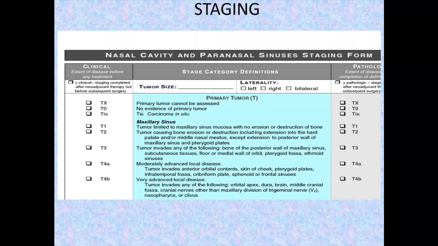So how do you stage this? When it comes to the paranasal sinuses, every time you get a tumor, you have to stage it. TX means the tumor cannot be staged. T0 means no evidence. Tis means carcinoma in situ, where it has not breached the basement membrane. So write TX, Tis, and T0. These three are important. For the maxillary sinus, you have to remember individually: T1 is limited to the mucosa only, with no erosion and no destruction of bone.